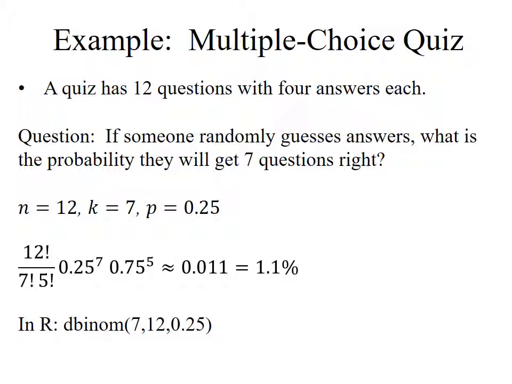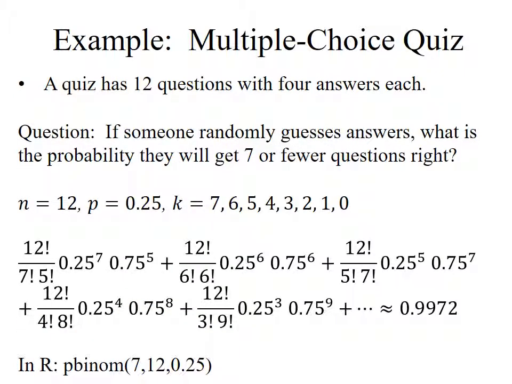We put those numbers into the binomial formula. We have 12 factorial over 7 factorial, 5 factorial times 0.25 to the 7, the probability of getting those 7 right, times 0.75 to the 5th, the probability of getting those 5 questions wrong. We multiply all that out, and we get 0.011 or 1.1%. So the lesson is, kids, don't do this at home. That's not the way to try to pass a class. We can also feed these into R's dbinom command. 7 successes out of 12 trials with a probability of success of 0.25, and R will give us 0.011.